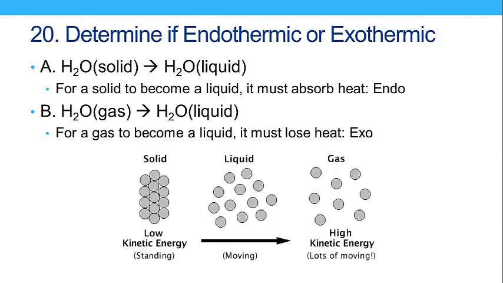So remember that the solid is going to have the least amount of energy and gas is going to have the highest amount of energy. So for a solid to become a liquid, I have to absorb heat, absorb energy, that's endothermic. And for a gas to become a liquid, I have to go the opposite direction. So I have to lose energy, I have to lose heat, that's exothermic.